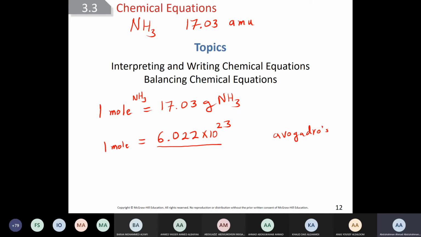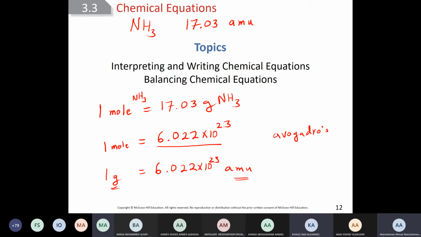Good. I now want to make the relation between 1 gram and 1 AMU. Somebody asked me, does 1 gram equal 1 AMU? The answer is no. 1 gram is exactly equal to this number of AMU. What's this number?